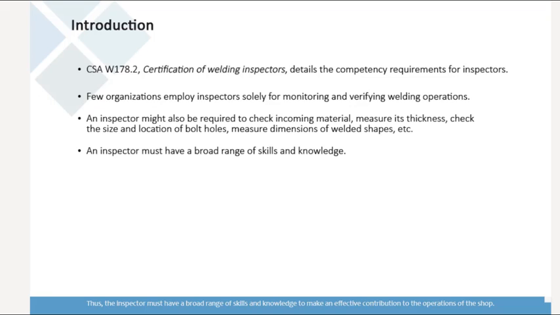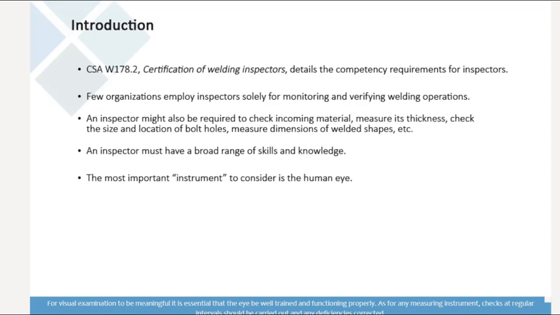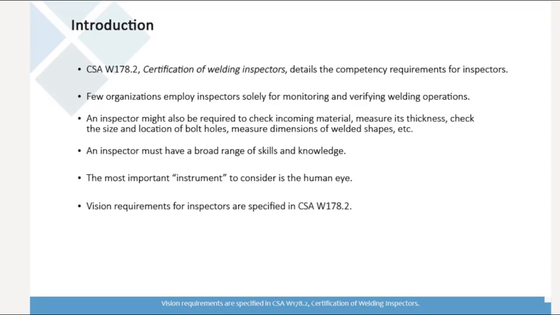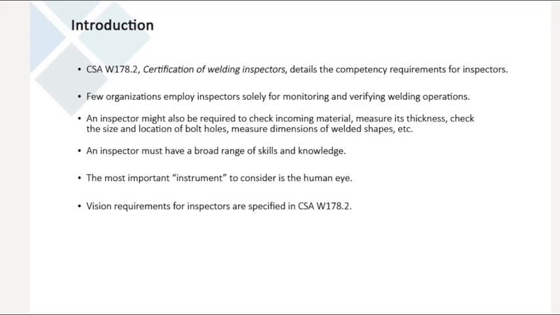of the shop. The most important instrument to consider is the human eye. For visual examination to be meaningful, it is essential that the eye be well trained and functioning properly. As for any measuring instrument, checks at regular intervals should be carried out and any deficiencies corrected. Vision requirements are specified in CSA W178.2, Certification of Welding Inspectors.